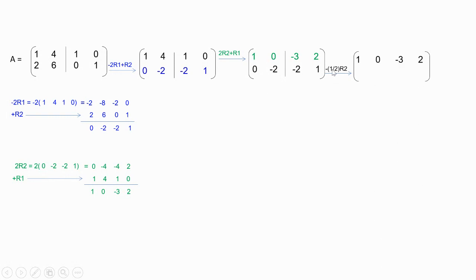Right? So negative 1/2 times 0 will give me 0. Negative 1/2 times negative 2 will give us a positive 1. And negative 1/2 times 1 will give me negative 1/2. So this is my inverse. That's my answer, guys. Okay, now, there's another way to find the inverse of a 2 by 2 matrix.